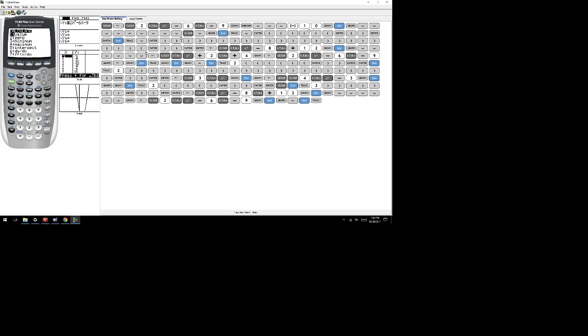When we went there before, what were we trying to find? There you go. We were finding our vertex, our minimum or maximum, right? But we don't want to find our vertex this time. We want to find our x-intercepts, okay? Which is 5 zeros.